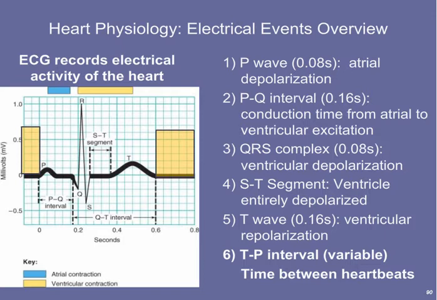And finally, the time between heartbeats is called a TP interval. The TP interval is variable in duration. For example, if you're just sitting here in class and your heart is beating about 60 beats per minute, the TP interval could be up to a second. Whereas if you are going to the gym and your heart rate is really racing because you're on an exercise bike, you would expect the TP interval to be much shorter because there are more heartbeats in a given period of time.